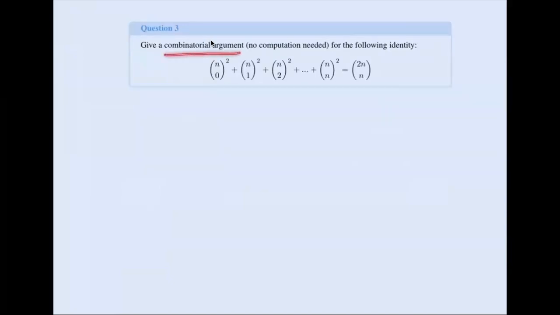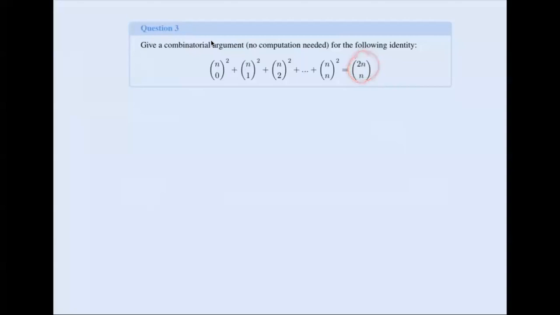Okay, I want a combinatorial argument to show that this equality holds. I don't want to use any algebra. I don't want to expand this into something like this. I want to show that the left-hand side is equal to the right-hand side because they are counting the same event. Okay. So the easier side to start with is the right-hand side because it's so intuitive to us.